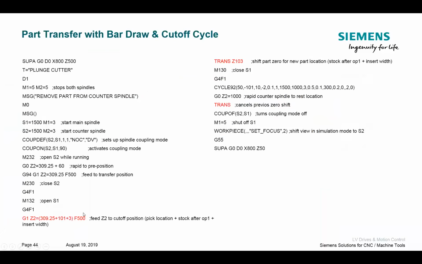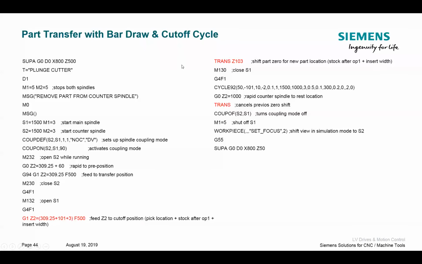Before, we've been coming down and grabbing the part at a known location, in this case now 309. But I now need to pull the part out while the main chuck is in an open state. So my M132, it's spinning, I'm going to pull it out and reclamp it, but in the interim, I need to compensate for this new move. This is a case where I like to use the trans command.